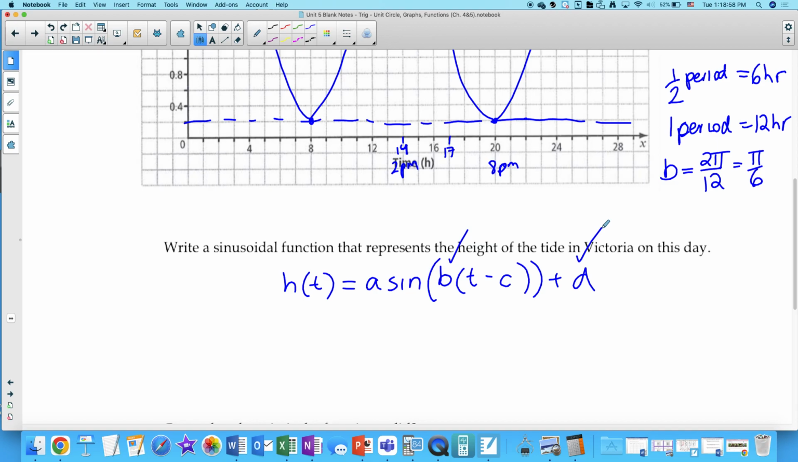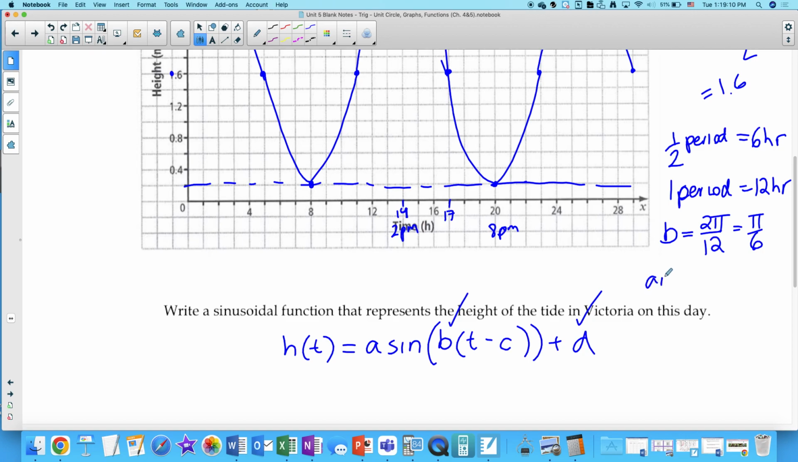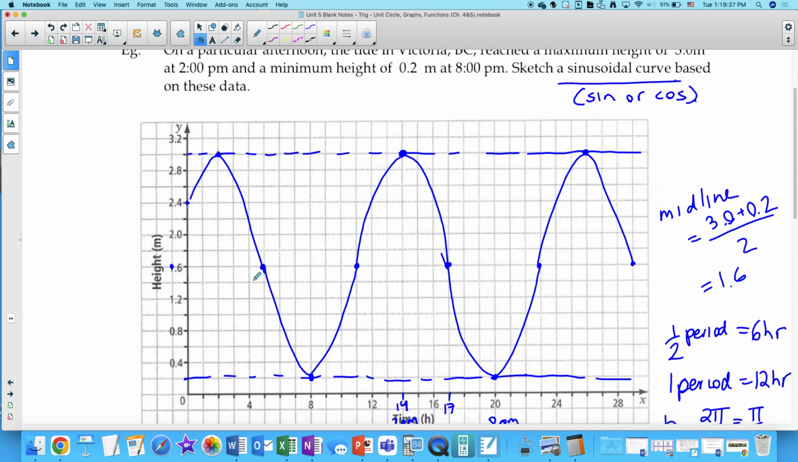So distance is a difference of two heights. Okay, so the amplitude is max minus min, 3.0 minus 0.2 over 2. So that's what? 2.8 over 2 is 1.4. Okay, so there we've got the amplitude. Okay, now in this situation, we have to include a phase shift because whether we decide to make this sine or cosine, when time is 0, it's not either in the middle or the top or the bottom. So we can't get away with just using a reflection here. We have to use a phase shift.